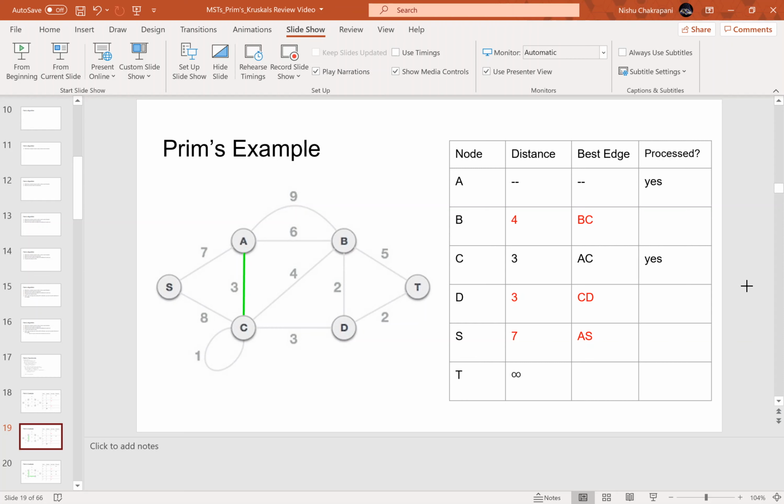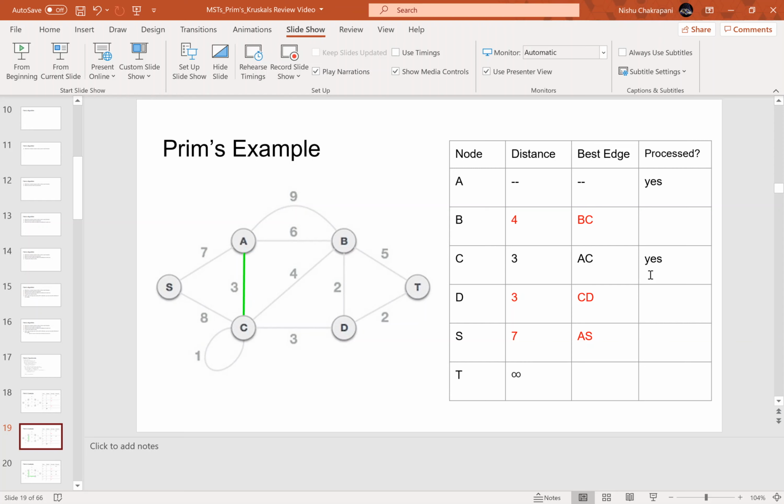It could go to B with distance of 4, which is better than the option we had earlier, this A to B with distance 6. So we changed that, and now the best way to get to B is distance 4 that we currently know of. And also we've been introduced to node D, and C to D is of distance 3. So now those are our next three options, either B, D, or S.